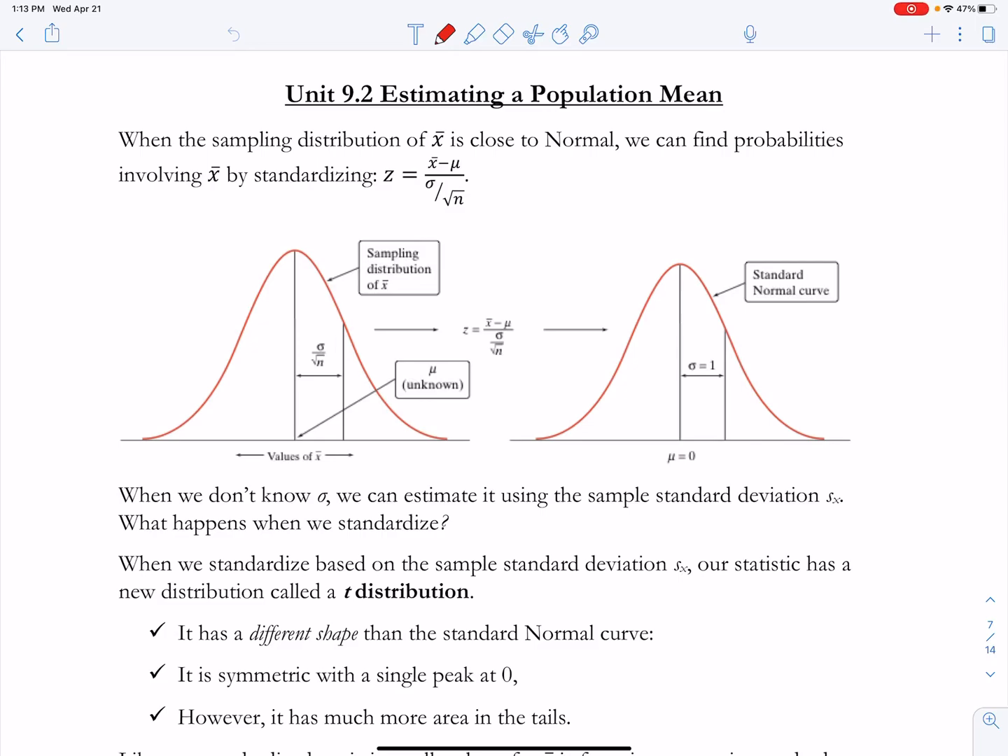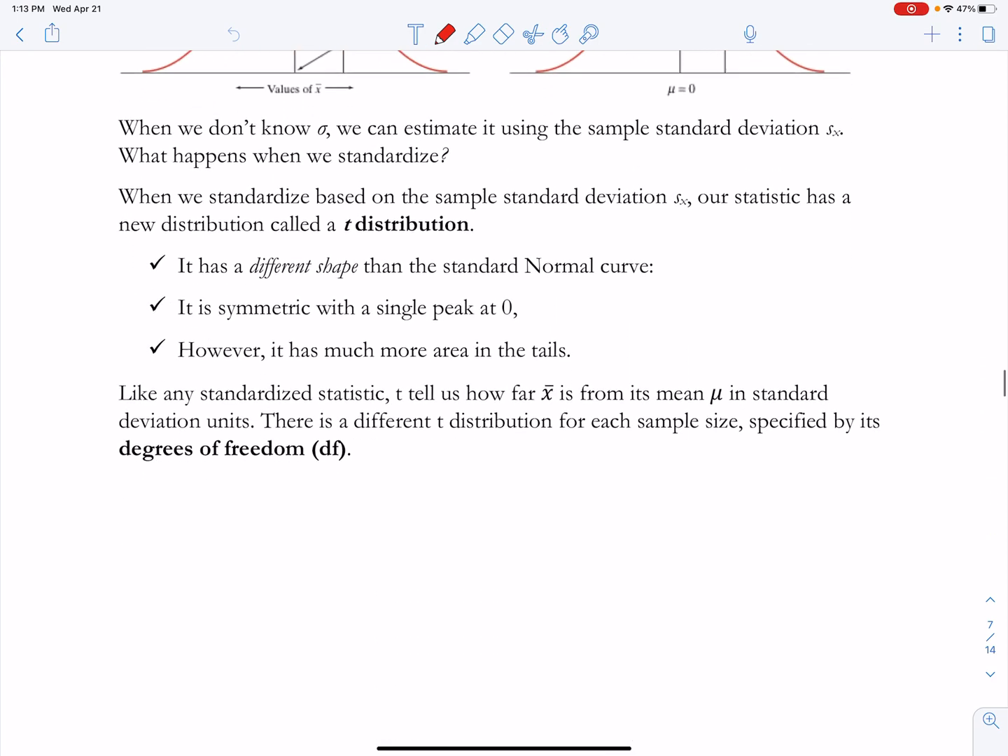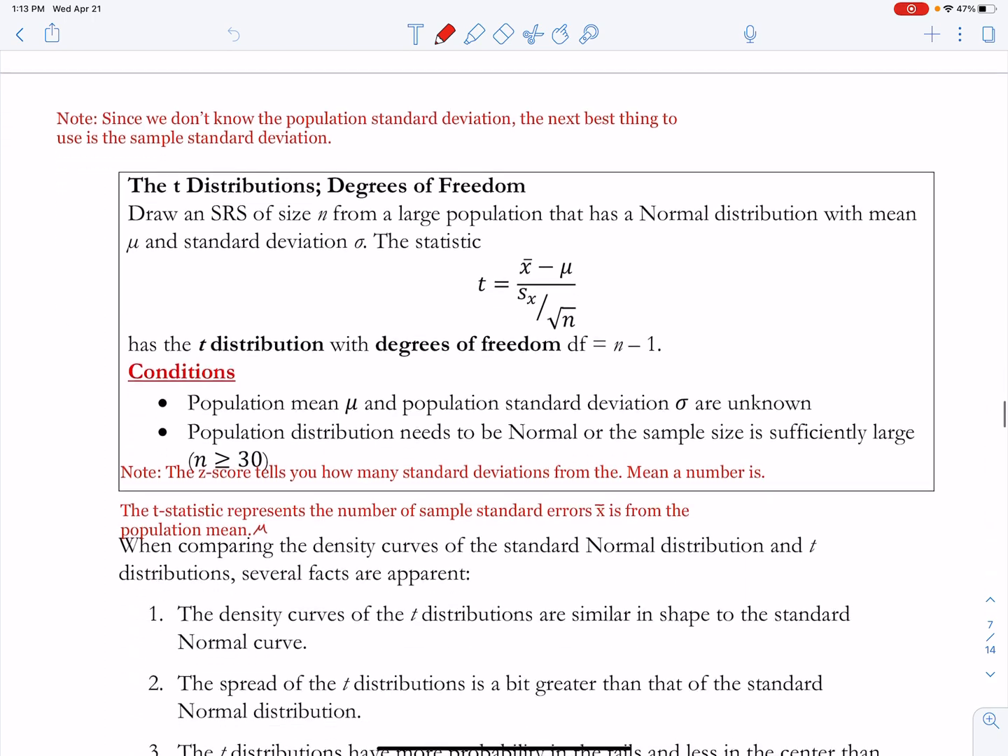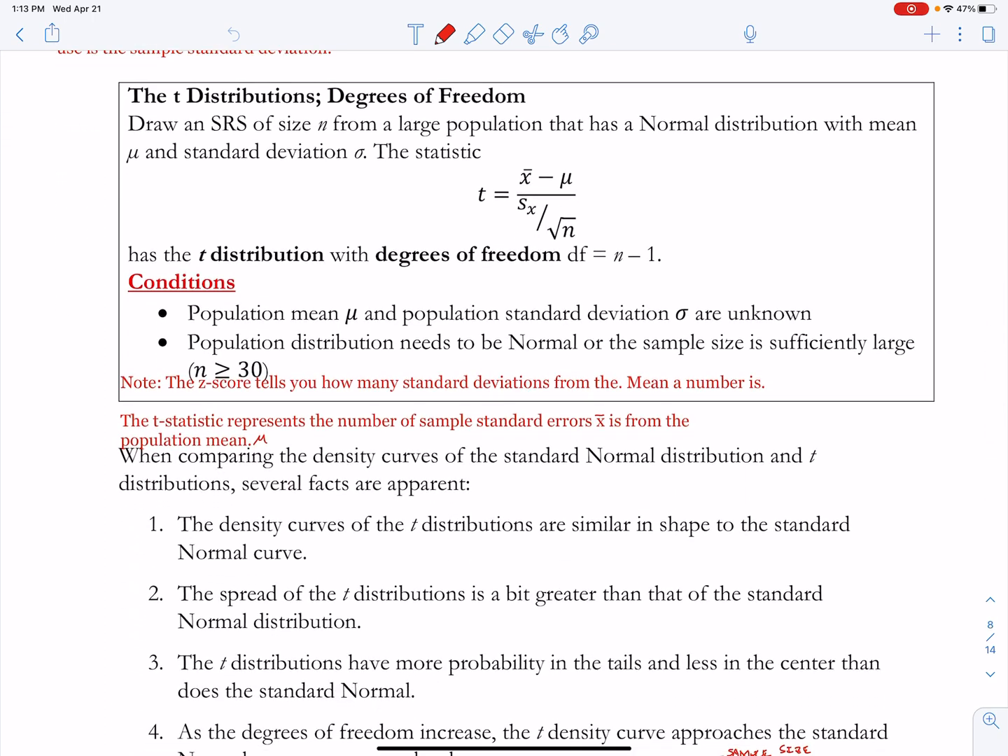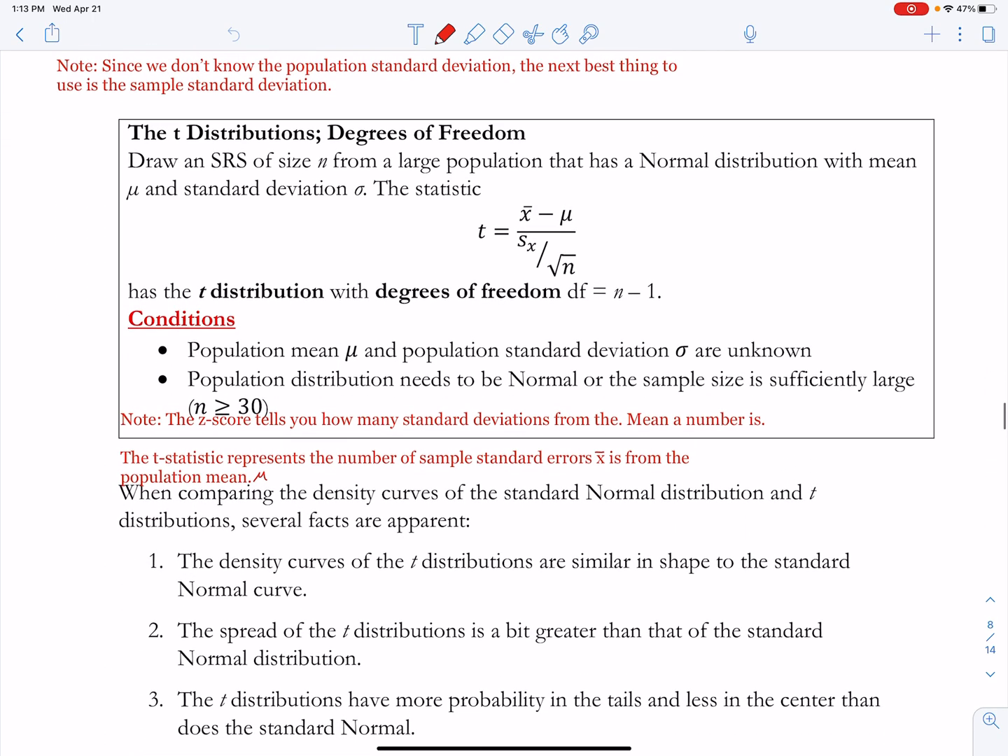Hi everyone, this is Statistics, Unit 9.2, and we're going to be estimating a population mean. So you're going to go ahead and read through a lot of this that's being given. We're going to be looking at degrees of freedom here, and we need to be able to calculate degrees of freedom. I do have a note here at the top.